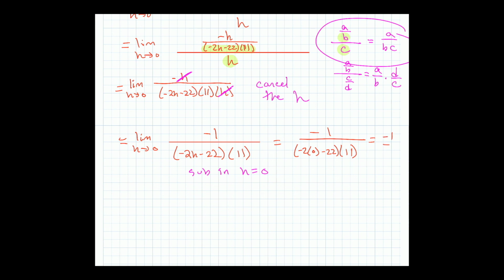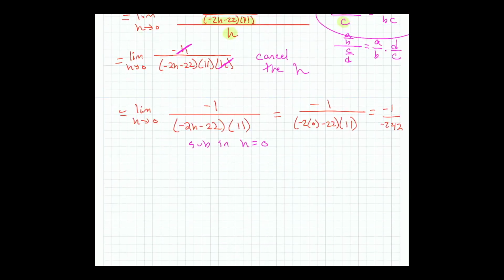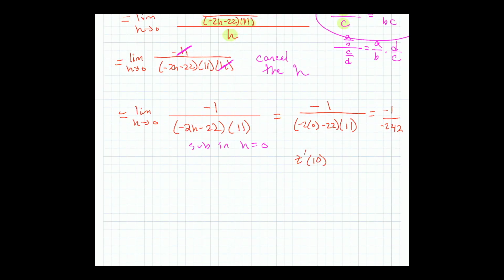So we have negative 1 over negative 22 times 11. So what's 22 times 11? Do that in my head. 242. Is it negative 242? I feel like. And if that's the case, then I should have, what were we calculating? T prime of 10. So I think T prime of 10 should be 1 over 242. And what I did there was I canceled the negatives, top on the bottom. Yep, that is correct.